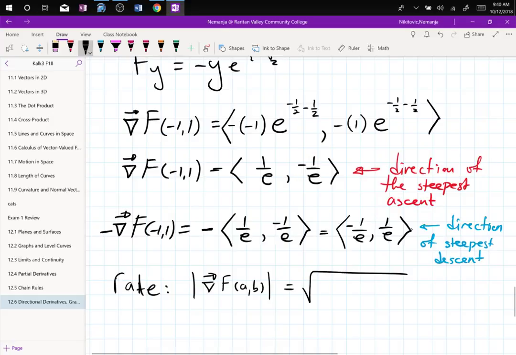We have a square root of 1 over e squared plus negative 1 over e squared, which is square root of 2 over e. And that would be the slope. So this is the rate of descent and ascent. Obviously, ascent is positive and descent will be negative because you want your derivative going down to be negative and derivative going up to be positive. So rate is plus minus this one, plus goes with this and minus goes with that.